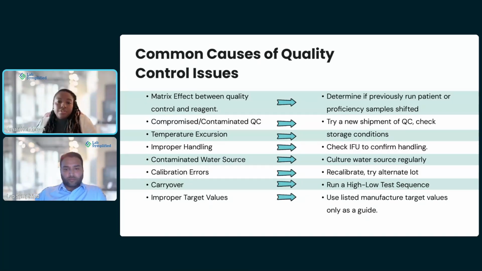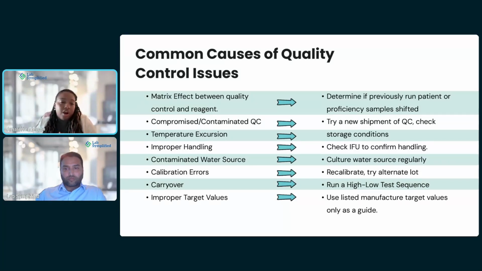Carryover. So you want to run a high-low test sequence to figure out if you're experiencing carryover, causing you to see fluctuations with a certain analyte. That's a way you can pinpoint whether you're having a carryover issue.